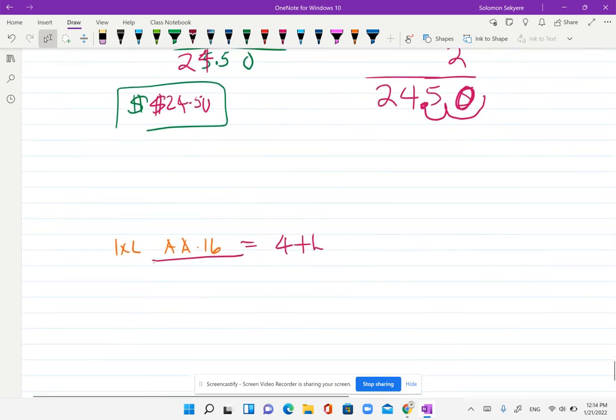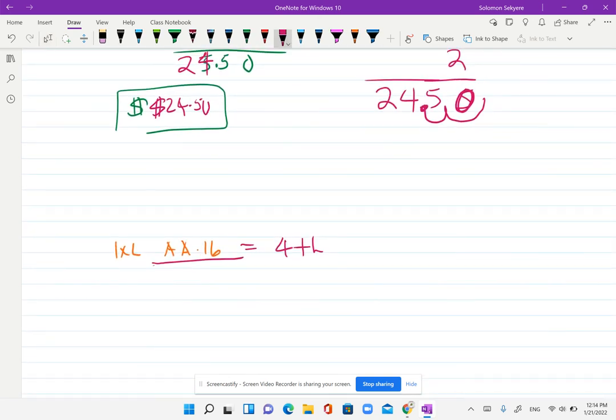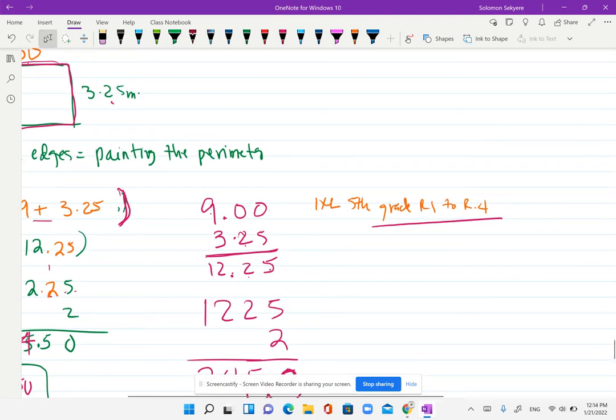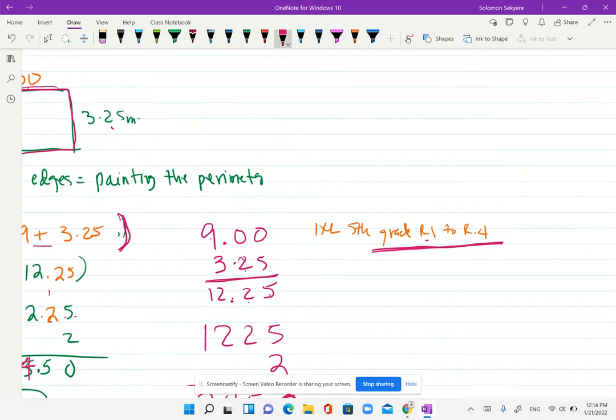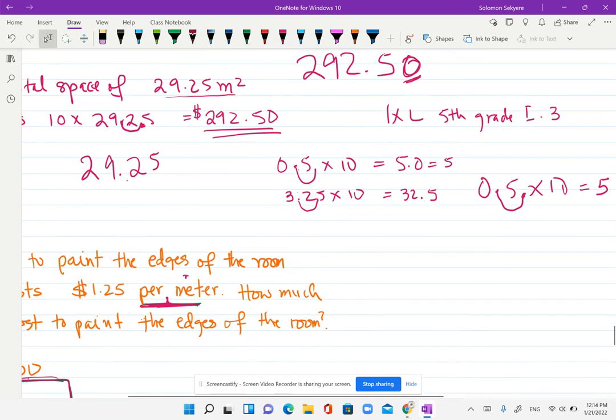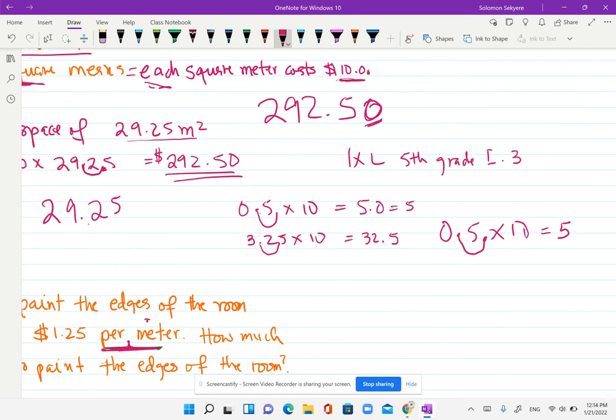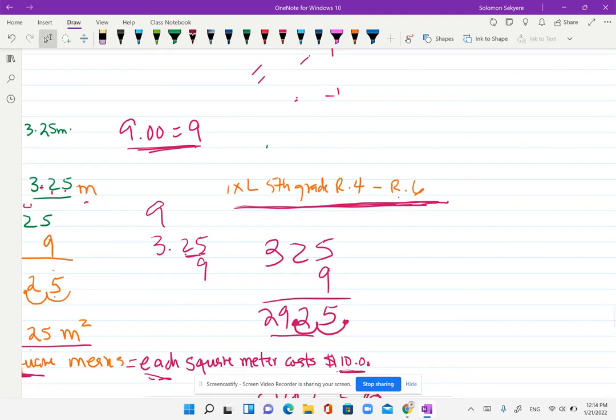Your main exercise here today is IXL 4th grade AA.16. Do all those exercises. If you have any questions, let me know. If you want to practice adding decimals or money, go to 5th grade R1 to R4 and practice it. If you want to challenge yourself, go and practice IXL 5th grade I3 as well, and then IXL 5th grade R4 to R6.